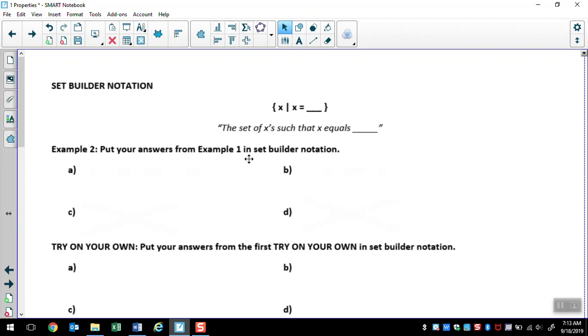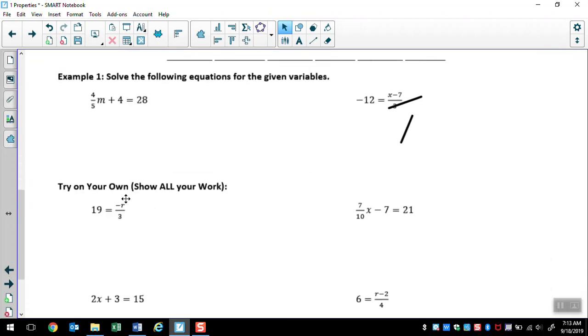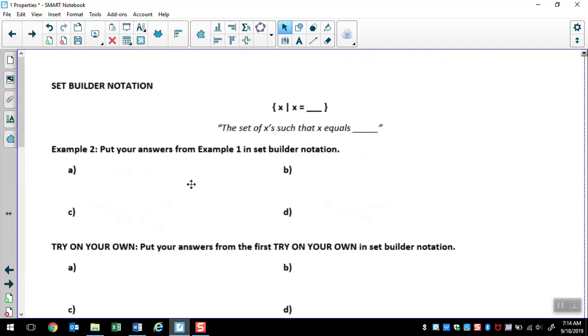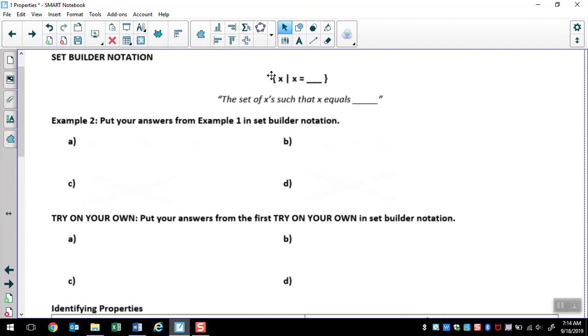So let's put our answers from example 1 in set builder. If we go back to example 1, our answer was m equals 30. So we're going to incorporate that m equals 30 into our set builder. When we come down here, remember we have to use brackets. Instead of x, we're going to use m. So ours is going to say the set of m's such that m equals 30.